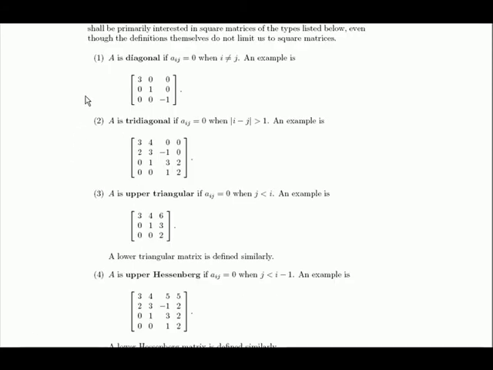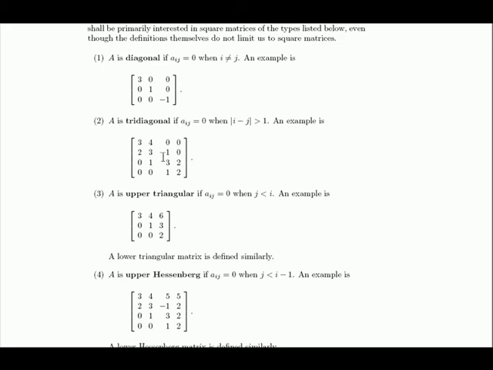Now a few definitions. A diagonal matrix is 0 except for the main diagonal. A tridiagonal matrix is 0 except for the main diagonal and the first superdiagonal and the first subdiagonal. In other words, a_ij is equal to 0 when the absolute value of i minus j is greater than 1. Now, these definitions don't tell you which elements are non-zero, they tell you which elements are 0.